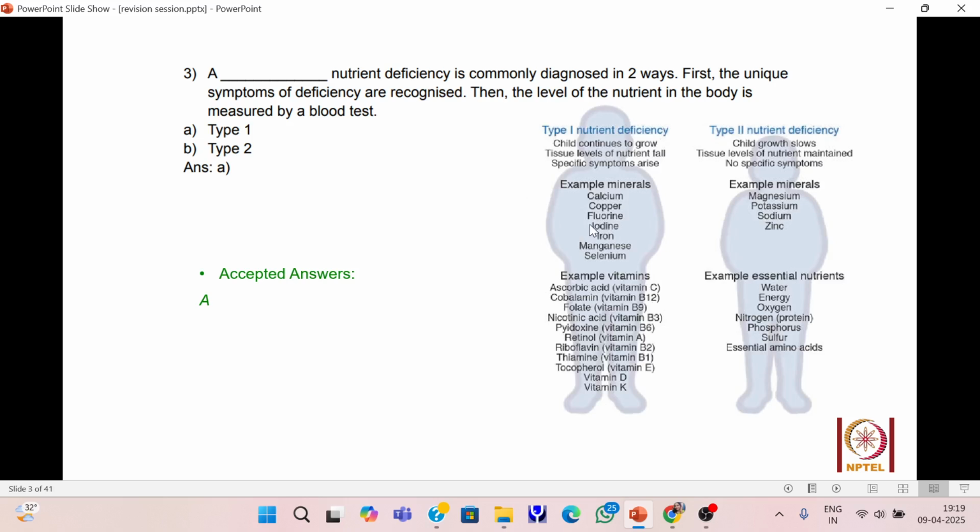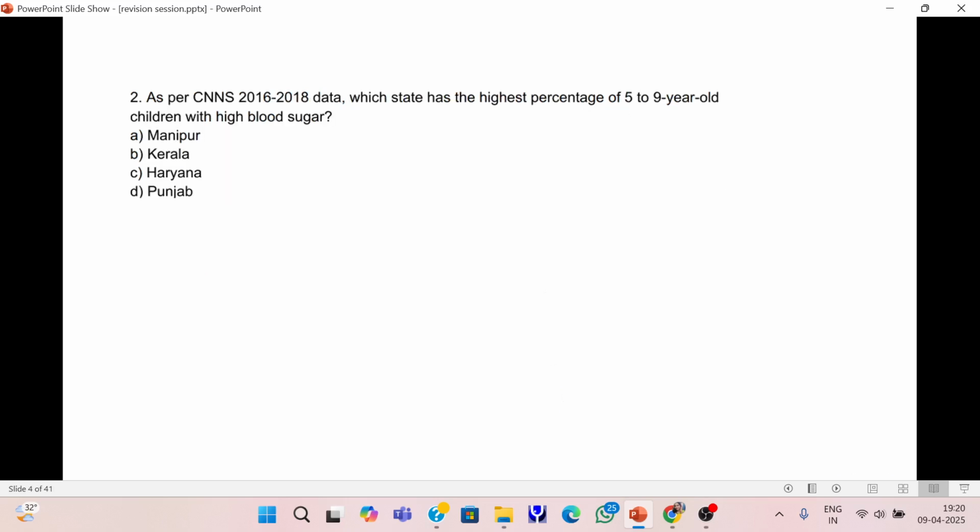So we have already discussed type 1 and type 2 nutrient deficiency. What happens in type 1? The child continues to grow, but the tissue levels of nutrients fall. There are specific symptoms that arise due to type 1 nutrient deficiency. In type 1 nutrient deficiency, all the vitamin deficiencies are also included. Type 2 nutrient deficiency is what? The child's growth slows down, the tissue levels of nutrients are maintained, but there are no specific symptoms. Okay, moving on to the next question.